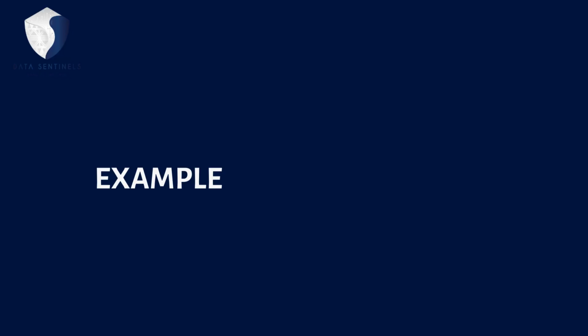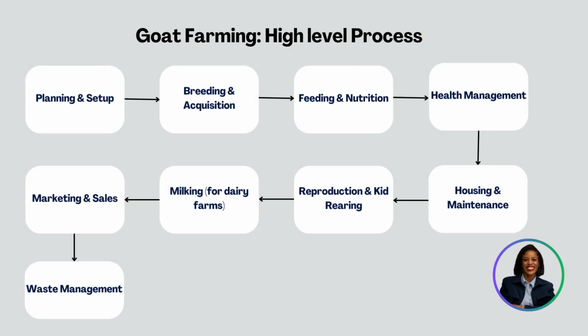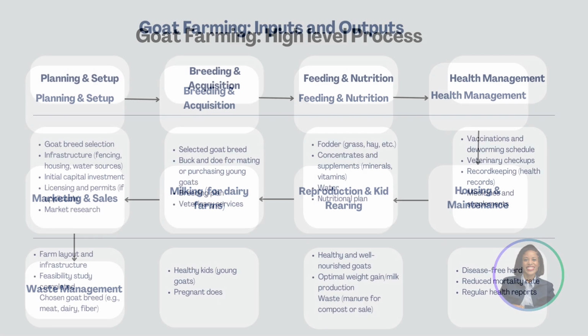So let's look at an example of if you were to map out a high-level process. We're going to talk about a goat farm and looking at the high-level process. There are about 9 main steps that you need to look at about managing a goat farm: planning and setup, breeding and acquisition, feeding and nutrition, health management, housing and maintenance, reproduction and kid rearing, milking for dairy farms, marketing and sales, and waste management.